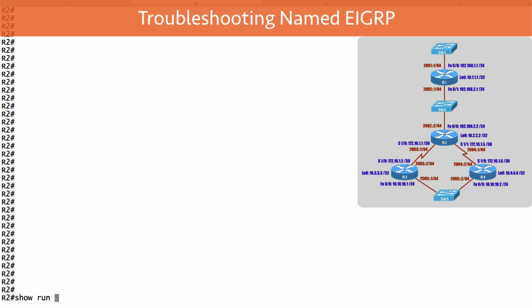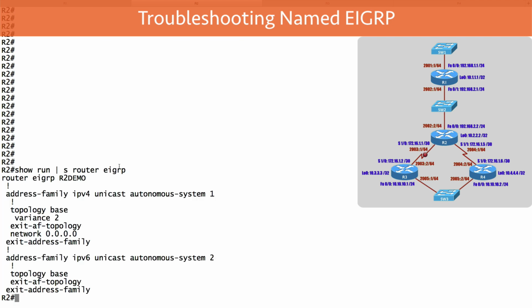Let's do a show run, pipe to section, router, EIGRP. And here you see we're defining this EIGRP virtual instance, and I've got a couple of address families, one for IP version 4, one for IP version 6, and I've set things up like a variance of 2 for IP version 4. And I've given a network statement of 0.0.0.0 to make all of my up interfaces participate in the IP version 4 EIGRP routing process. There's really not much to configure for IP version 6. You just give this one command, and suddenly your interfaces that are up and have an IP version 6 address, they're participating in this process.